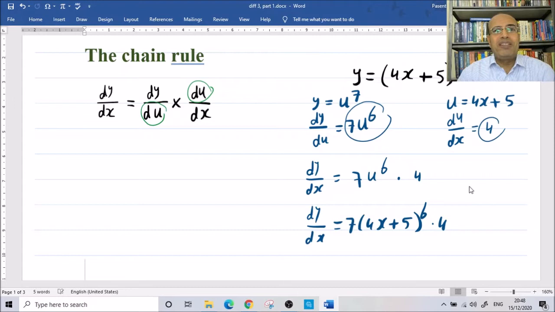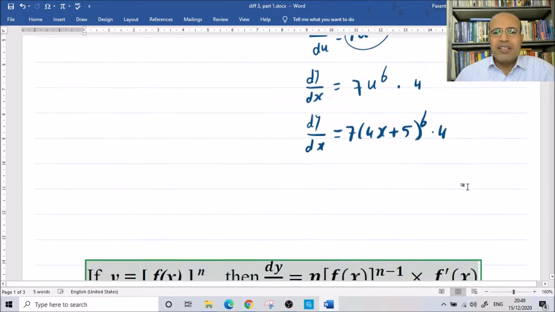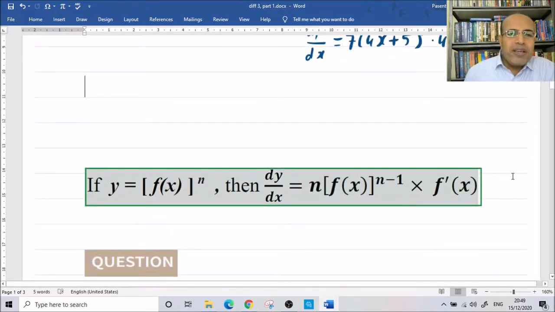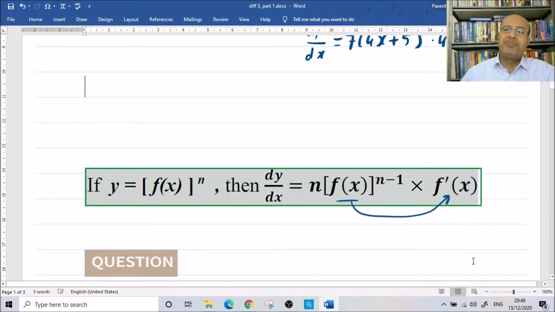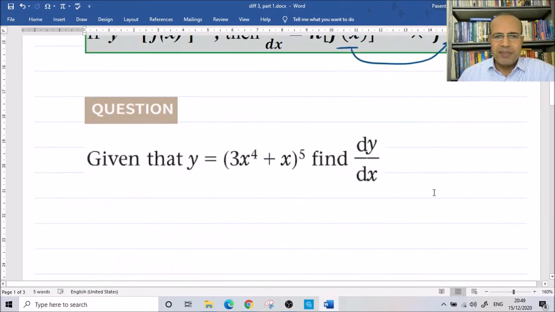This is the long way, طريقة طويلة. I give you the rule for the very simple way, the short way. Look at this rule. If y equals f of x, bracket power n, what is dy by dx? The power goes down, الباور ينزل تحت, and minus 1 from the power, multiplied by the derivative of inside the bracket. Look at this example.